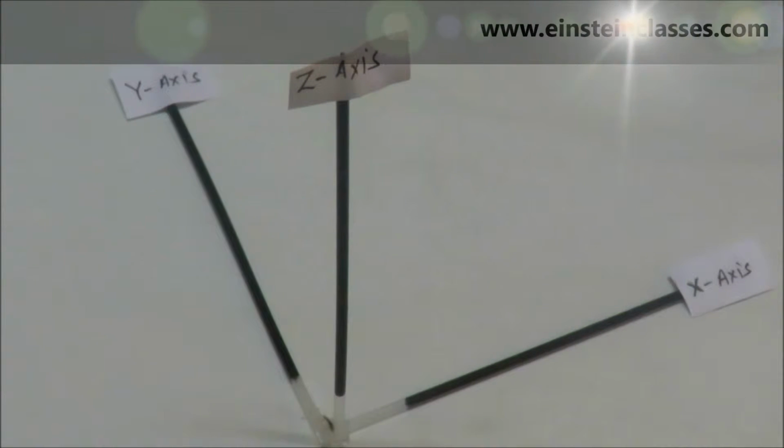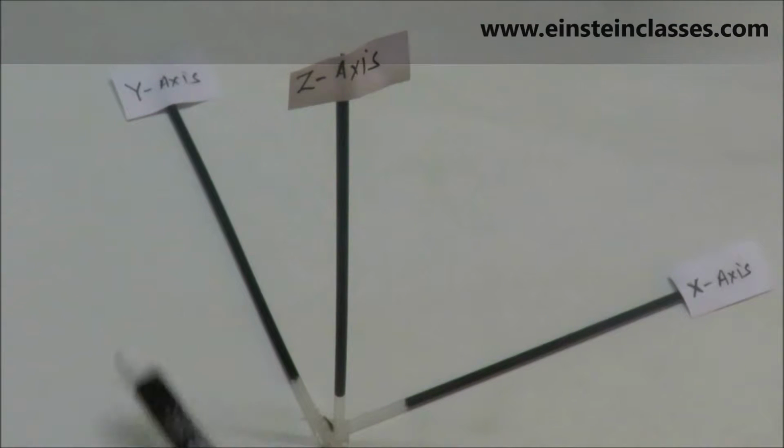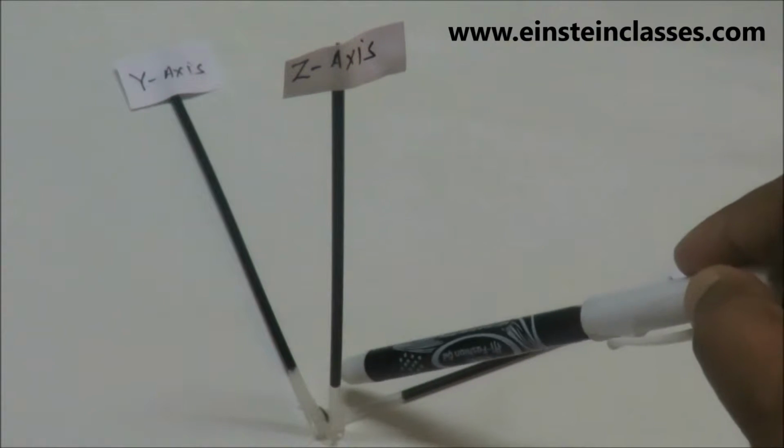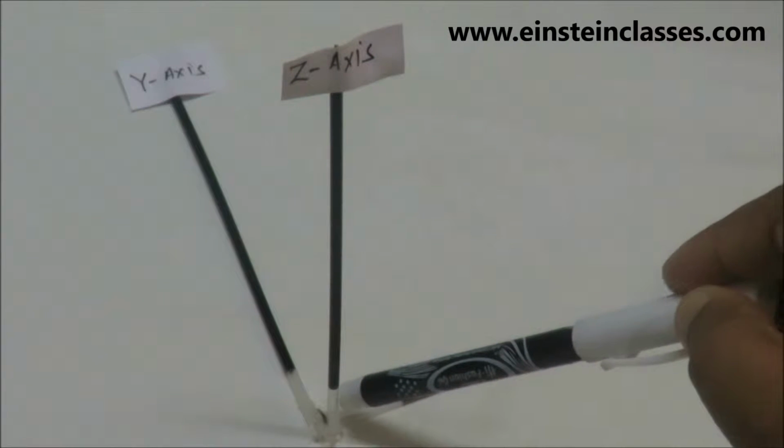You can see that there are three different axes. This one is the x-axis, another one is the y-axis, and the third one is the z-axis. This point is called the origin, where these three axes are intersecting with each other.